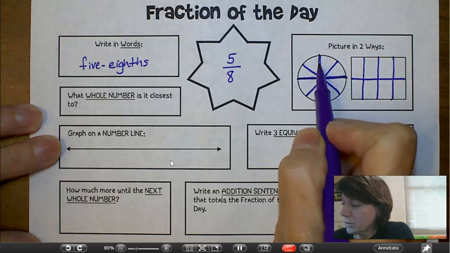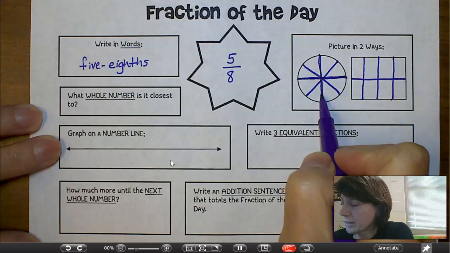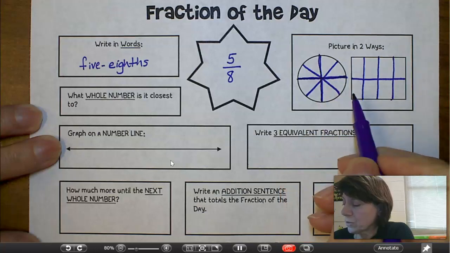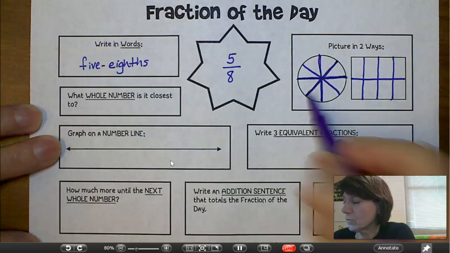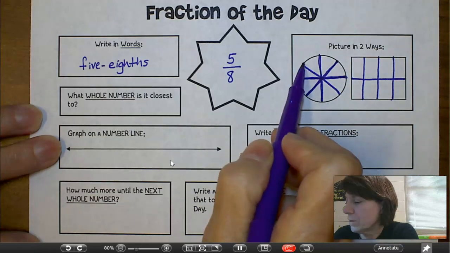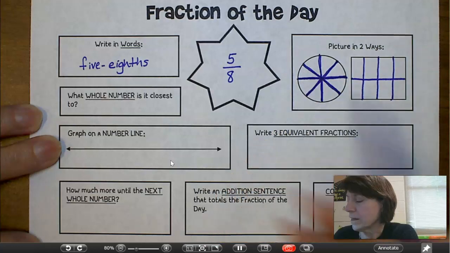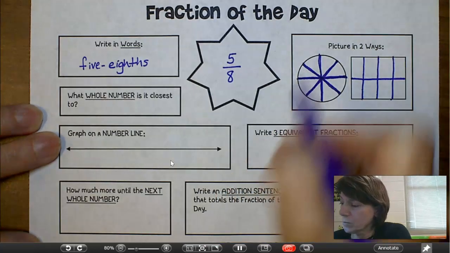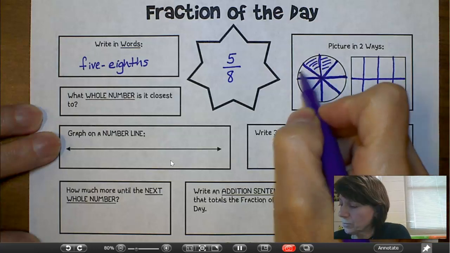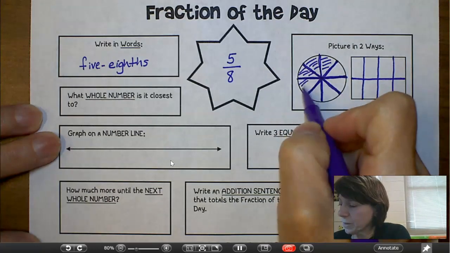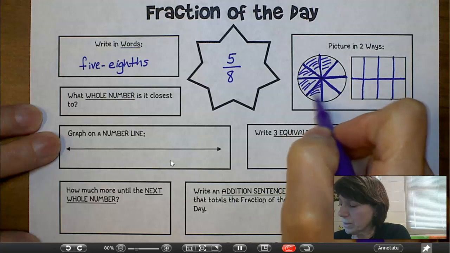another line that bisected that first line. So I was in 4 parts, and then I just did another line right through there and another line diagonally there to get my 8ths. Then I'm going to shade 5 of those in. So there's 1, 2, 3, 4, and 5.